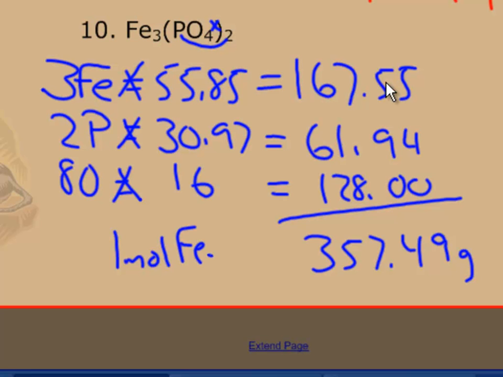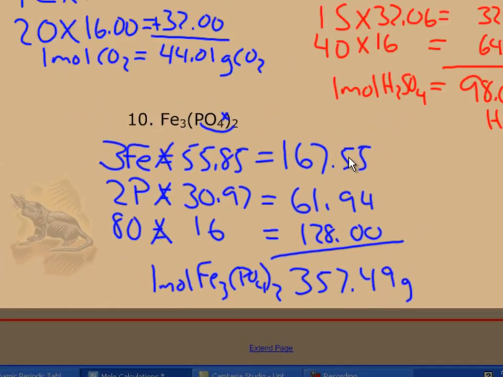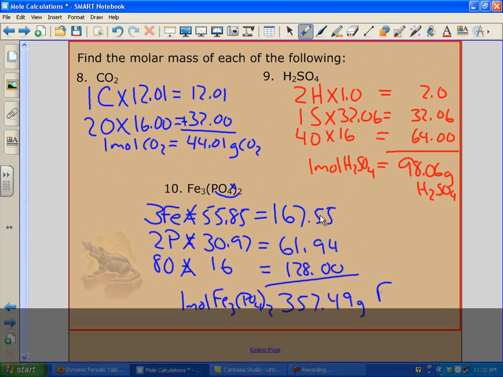357.49 grams equals 1 mole. Remember, always, always, always 1 mole at this point. Okay, it's always good to label it. Fe3(PO4)2. And there should be an equal sign here. Sorry that I missed out on that somehow.